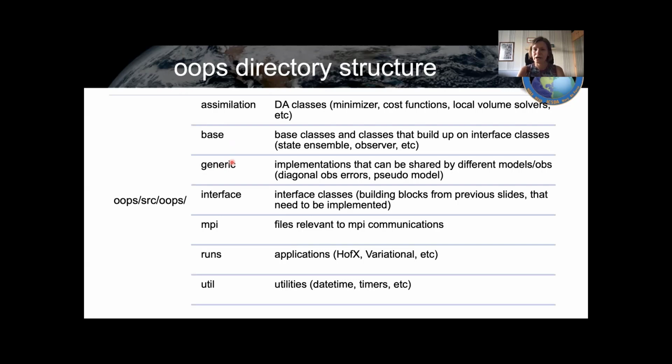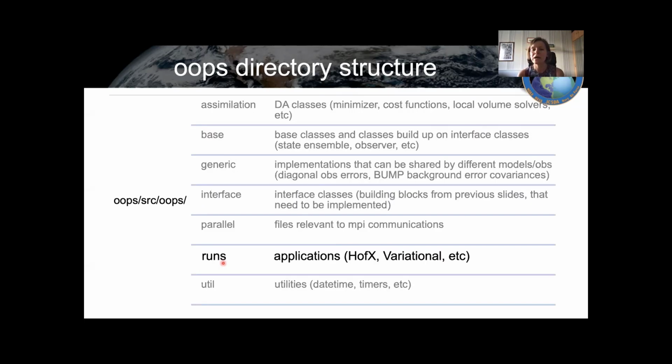The generic directory holds some implementations that can be shared by different models and or obs. So we talked about some generic implementations living in repositories like IODA and UFO and SABER, but OOPS also holds a few of the very, very simple implementations that could be shared. And the two examples here are the diagonal obs errors and the pseudomodel. The pseudomodel being the model that just reads states from the files. We talked about what's in the interface directory, and then another important directory is called runs. And that's where all the applications or those top blocks in our diagram, the data assimilation algorithms are, like HofX, variational, etc.